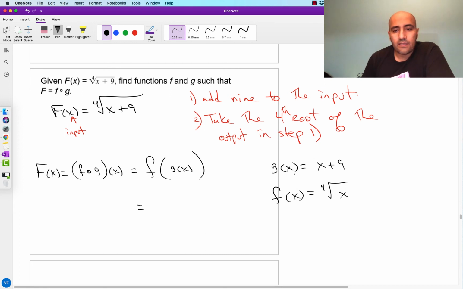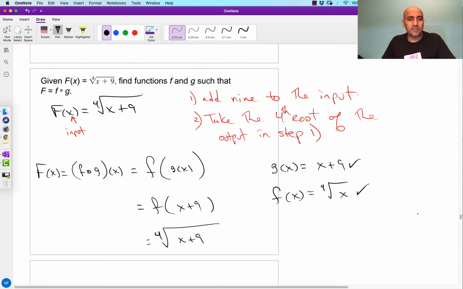If we continue this example, this would mean that this is f of x plus 9, and lowercase f means take the fourth root of your input. That would be equal to the fourth root of x plus 9. So this is one example that would work out, but it's not necessarily the only one.